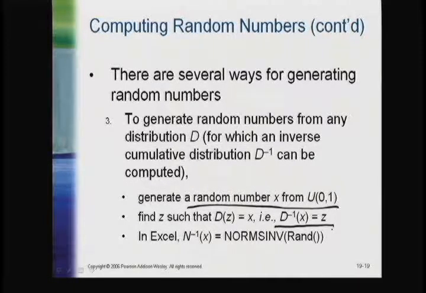An application in Excel is the built-in function NORMSINV, the standard normal inverse, which is the inverse of the standard normal distribution function. By combining it with the rand function, you can generate randomly distributed standard normal variables. You notice how I'm using the procedure. Rand generates a random uniform variable. NORMSINV is the inverse cumulative distribution function, so it's basically N inverse of x.